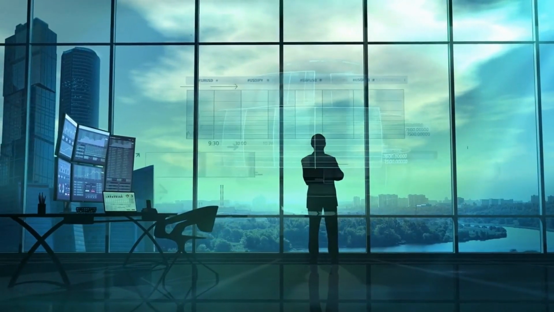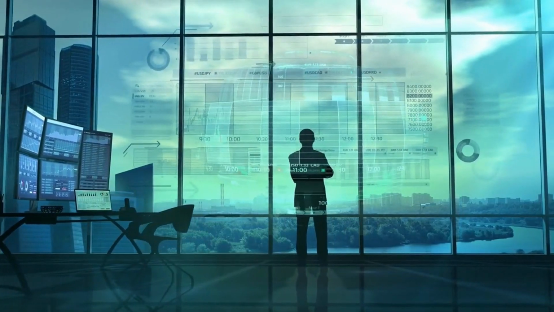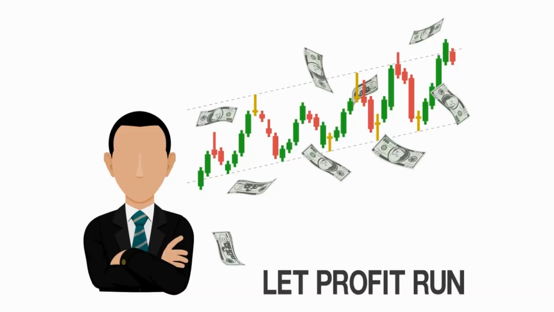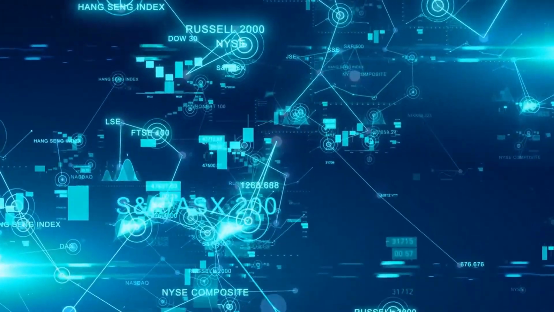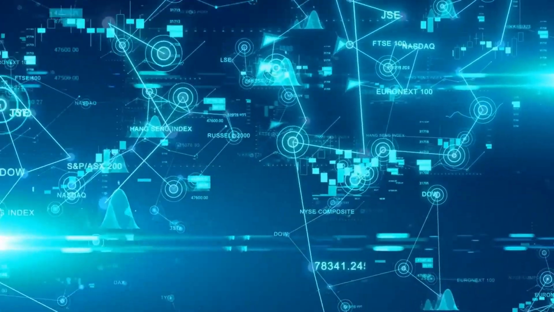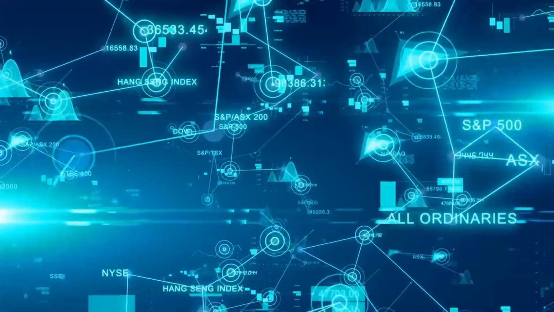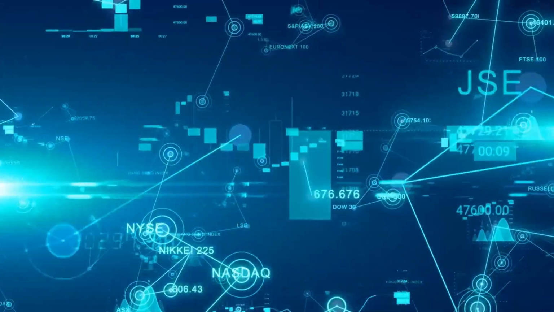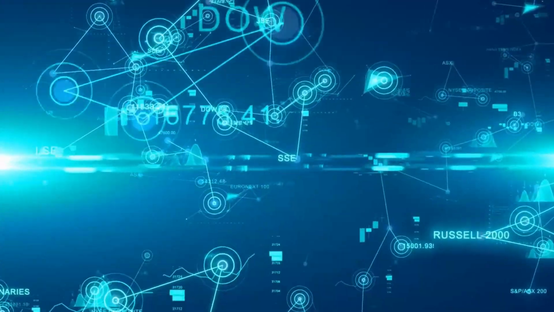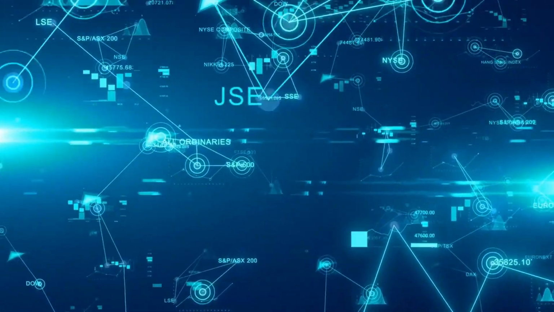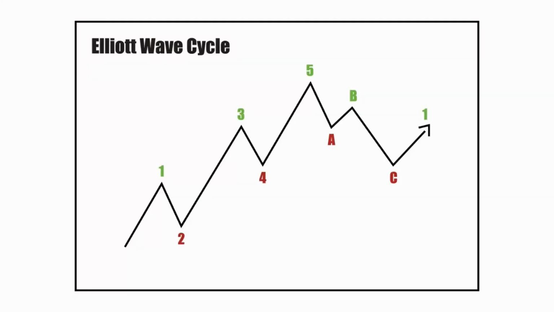What is the Elliott Wave theory? The Elliott Wave theory is a technical analysis tool that was developed by Ralph Nelson Elliott in the 1930s. The theory is based on the idea that the markets move in a series of predictable patterns, which can be identified and analyzed to make informed trading decisions.